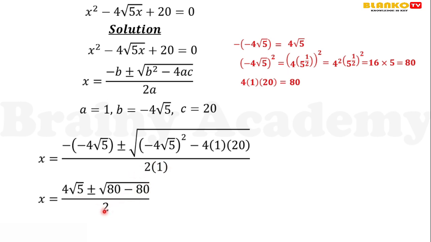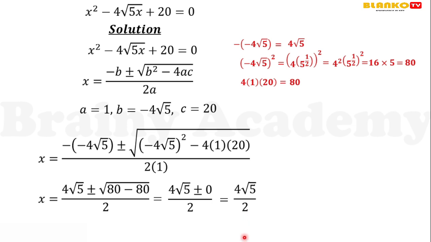2 multiplies 1 is 2. So we have x equals 4 multiplying the square root of 5 plus or minus the square root of 80 minus 80, all over 2. I hope you understand. This is going to be 4 multiplying the square root of 5 plus or minus 0. 80 minus 80 is 0, and the square root of 0 is still 0. So we have 4 multiplying the square root of 5 plus or minus 0 over 2, which is equal to 4 multiplying the square root of 5 over 2.